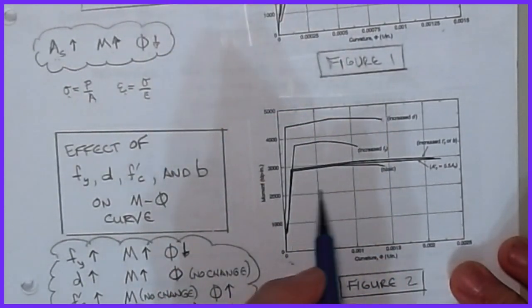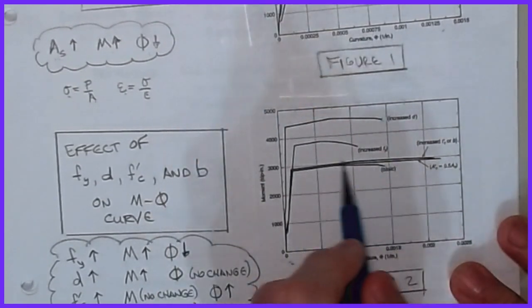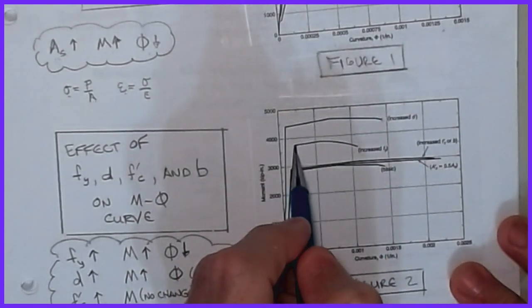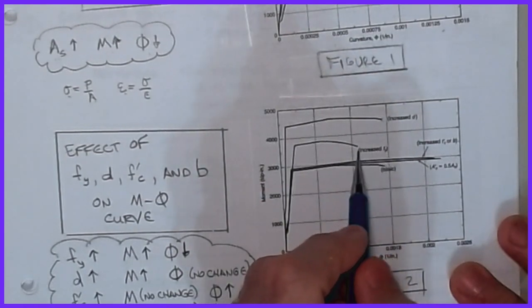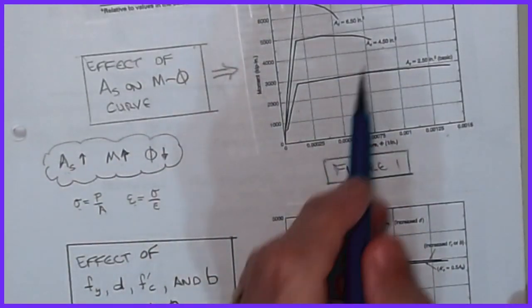Now if I look at increasing the Fy on my steel, that's kind of similar to increasing the area of steel. You can see that I now get a higher moment capacity for a set amount of steel, but I don't get the extension or the ductility that I want. So it's the same phenomenon that we saw back up here in figure 1.